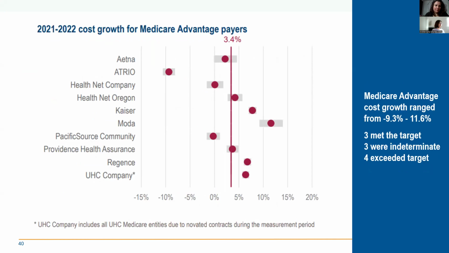So let's talk about the Medicare Advantage. For the Medicare Advantage, the cost growth ranged from negative 9.3% to 11.6%. And out of these 10 Medicare Advantage payers, four of them may exceed the target, which are Kaiser, Moda, Regence, and UnitedHealthcare. Next slide, please.